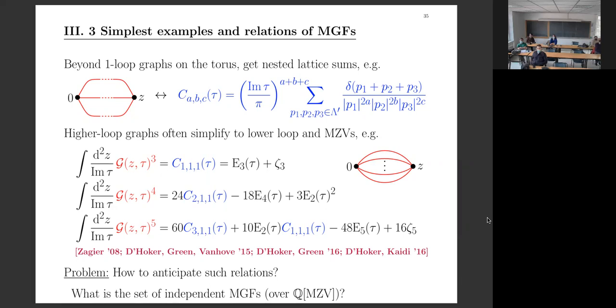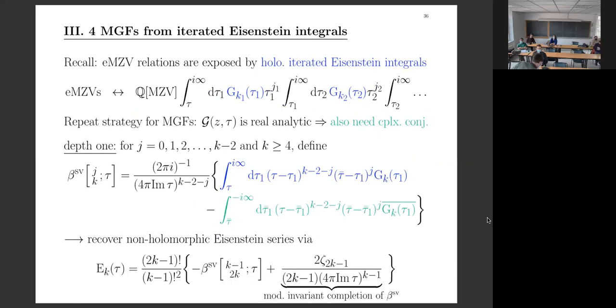Remember that E is the non-holomorphic Eisenstein series for a one-loop MGF, and accordingly also the higher-loop bananas reduce to something of lower loop. And one of the key results of this talk is a way to manifest these relations, to predict that there must be such relations between different loop orders. I assume that I should be careful about the time. Yeah, 15 minutes. Okay, thank you.